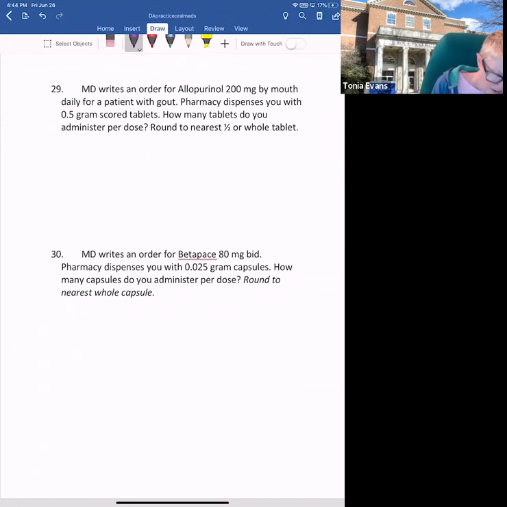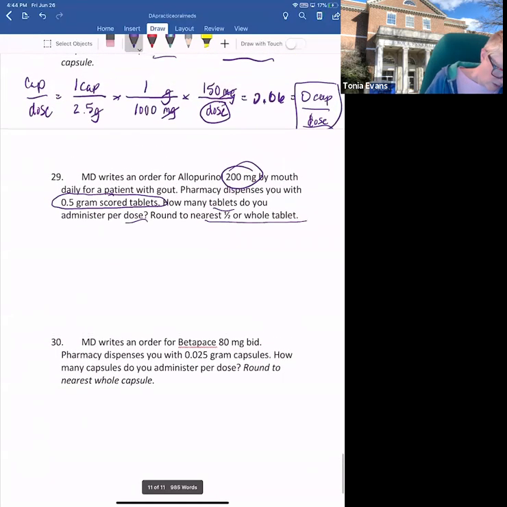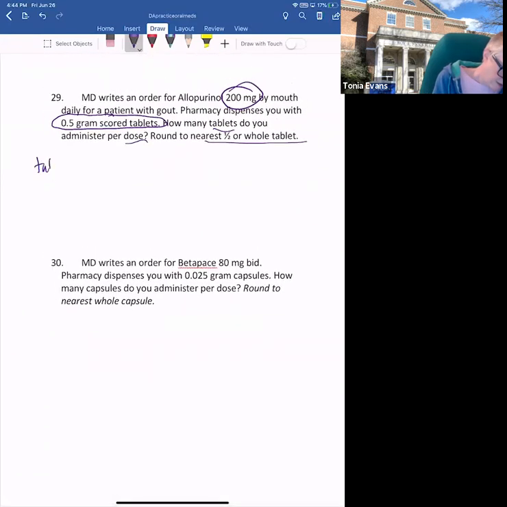Okay, so we have allopurinol, 200 milligrams by mouth daily. We've got 0.5 gram scored tablets. How many tablets are we going to give per dose? And we're going to round to the nearest half or whole. So I'm looking for tablets per dose. Start out with tabs. What do I know? I know that one tablet is 0.5 grams. So I need to get rid of my grams next.